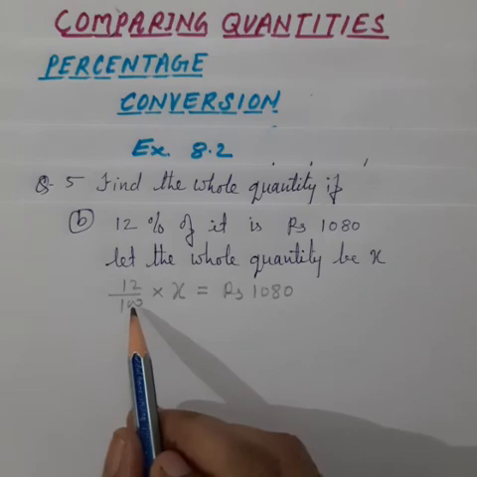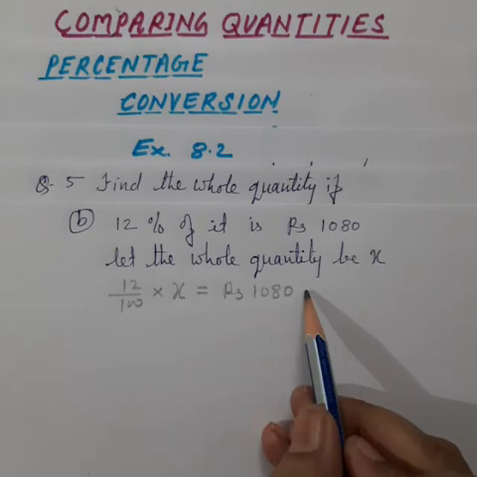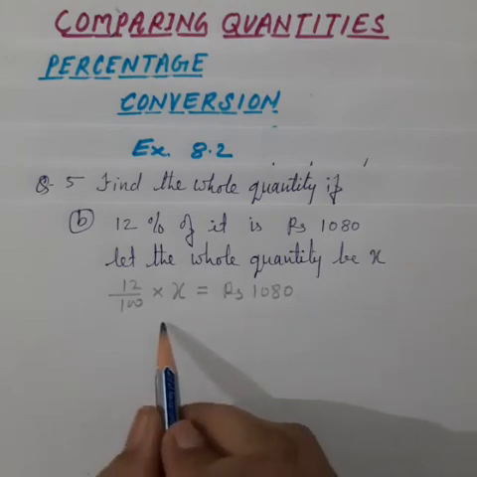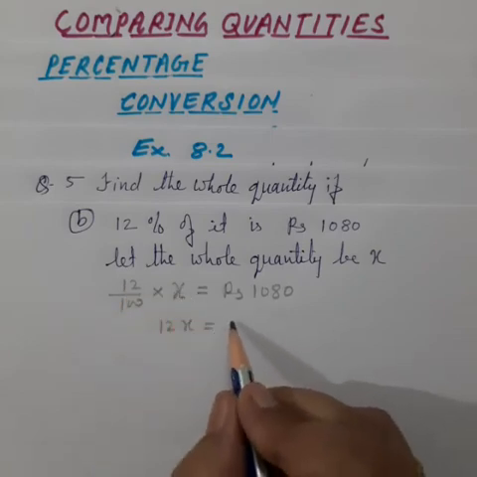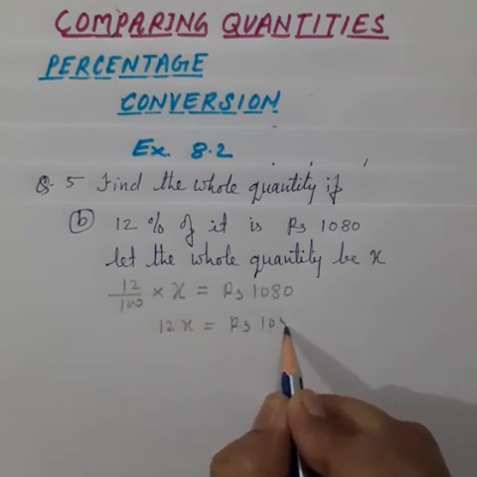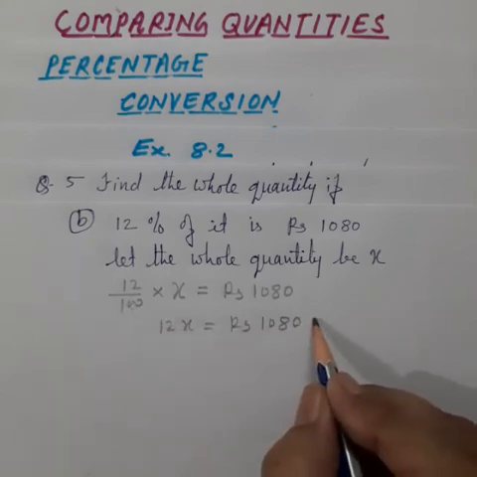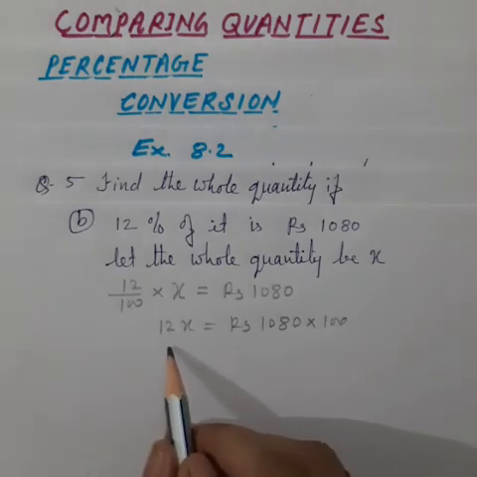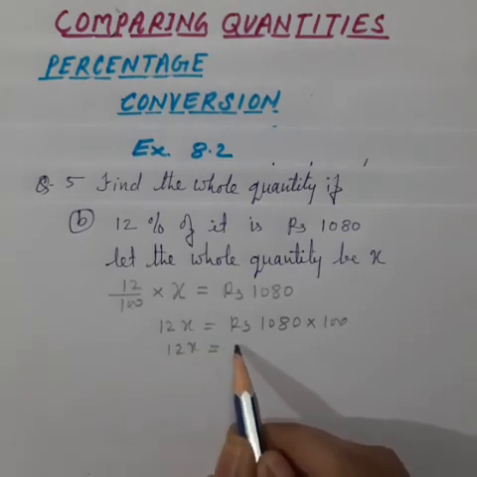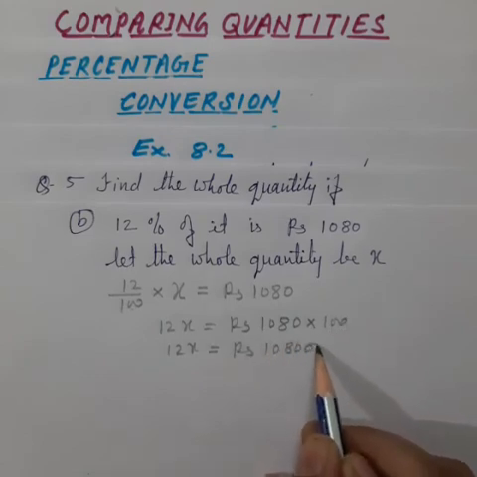Here 100 is in denominator in division. Change the side, it will come in multiplication in numerator. So 12x, this is 12 into x equal to, first write right hand side, and now this 100 in the denominator or in division, it will come in the multiplication in numerator on other side. Now 12x equal to rupees 1080 and these 2 zeros.